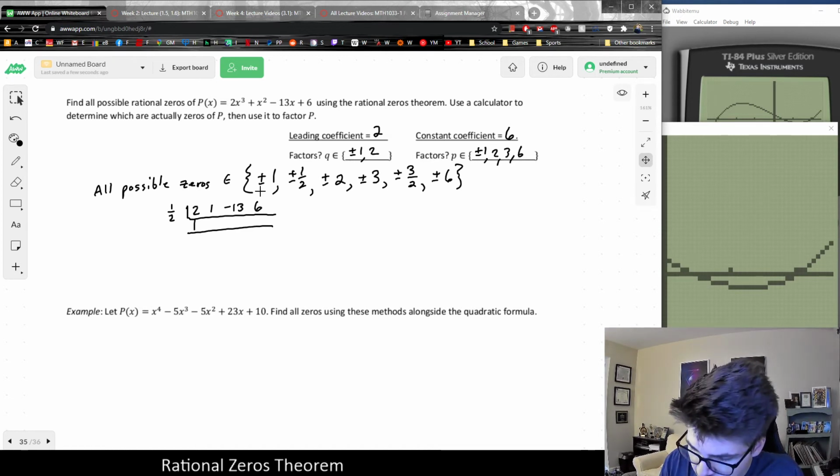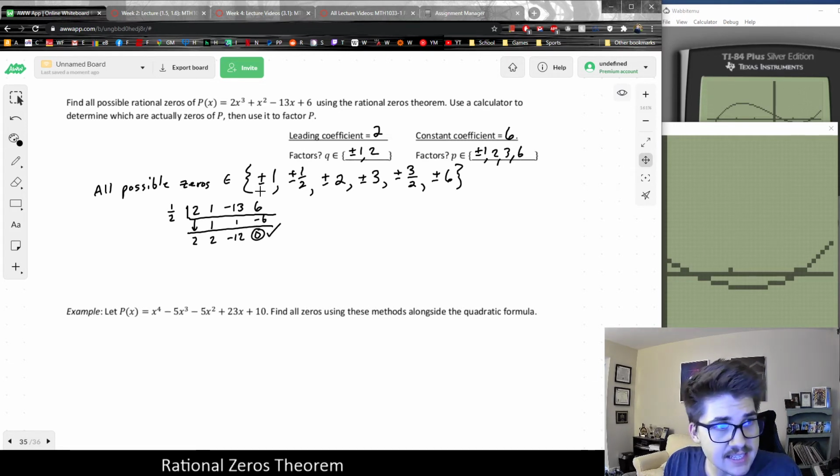So first we drop the 2, then we multiply by 1/2 is 1. 1 plus 1 is 2, multiply by 1/2 is 1. Add -12, multiply -6, 0. So what I see is that indeed 1/2 is a 0 of the polynomial, as the graph suggested.